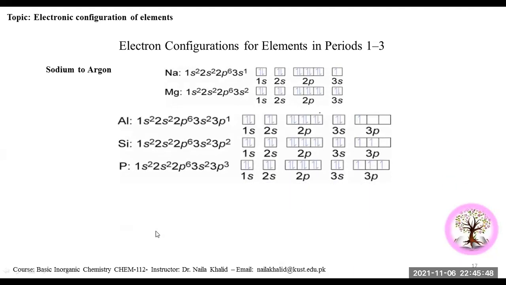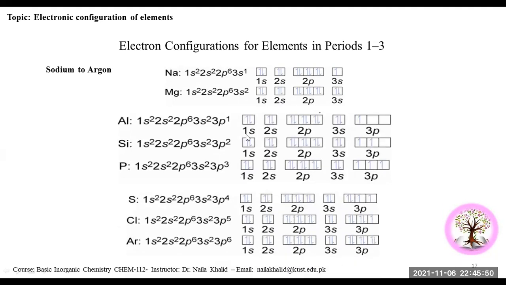From sodium to argon, you can see the electronic configuration in this way. For sodium, the valence electronic configuration is 3s1, and for argon, it is 3s2, 3p6.